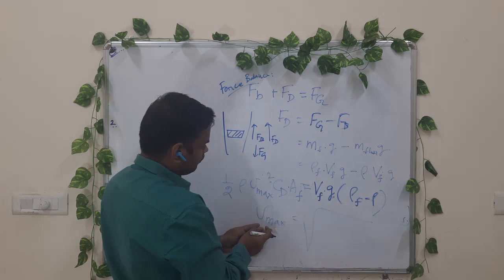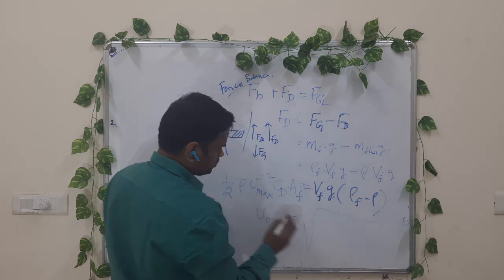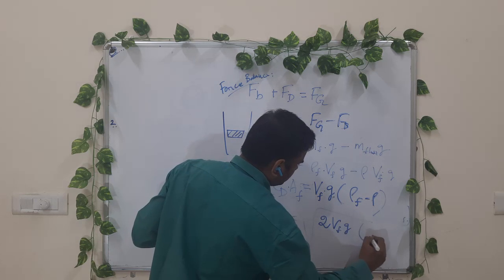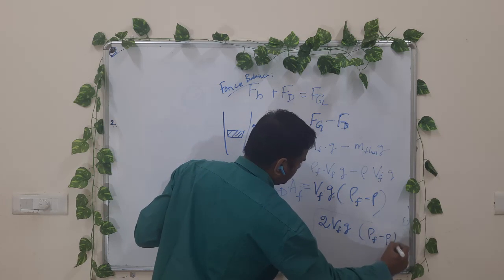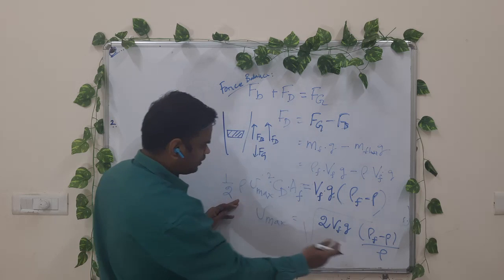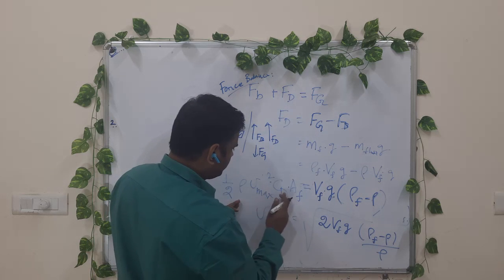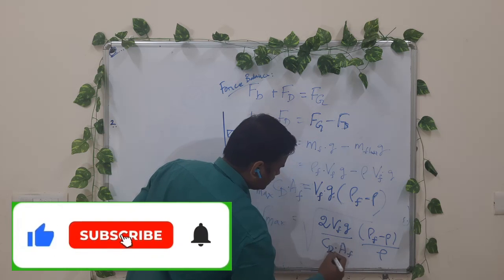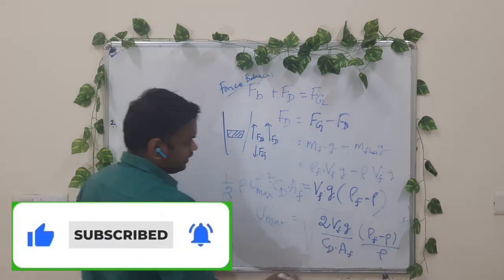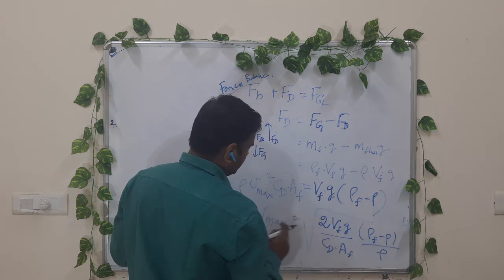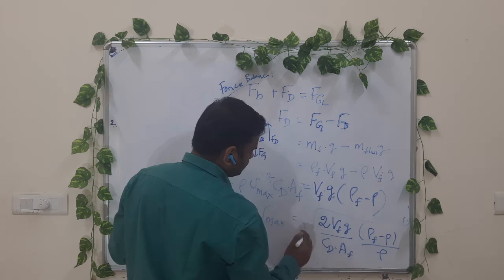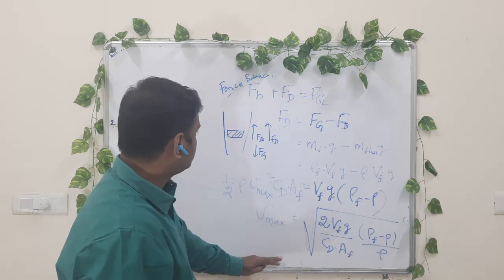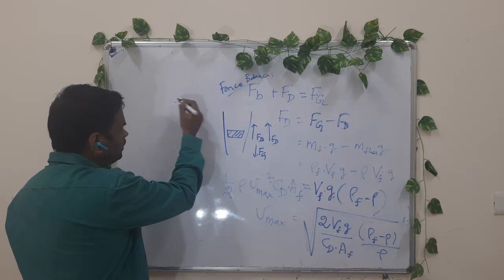So we have an expression for Vmax by rearranging this. The half will go to the right hand side, we have 2 Vf g into rho f minus rho by rho. Rho is going to the left hand side, and we have CD Af. Here CD is the coefficient of drag, Af is the area of the float, and Vmax is equal to the square root of this. So this is the expression for Vmax.